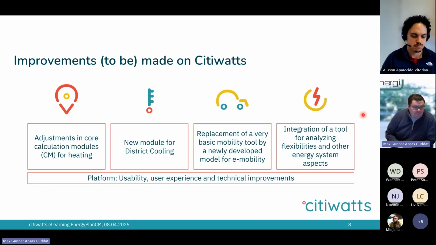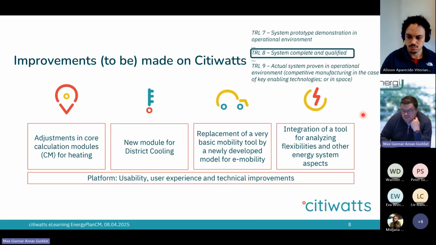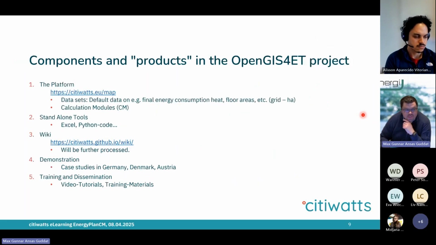In feature terms, we based a lot of developments on the heat planning, and elaborated and improved that. A district cooling tool was added that was demonstrated last week in the second module. Then the very basic mobility tool has been replaced by a newly developed tool, containing 2 different calculation modules. And there's also the integration of a tool for analyzing flexibility, which is the one we're talking about today. In TRL levels, or technological readiness level, we are going from some modules in 7 to a full platform in TRL 8. So just as done as it gets before it actually becomes a commercial product.